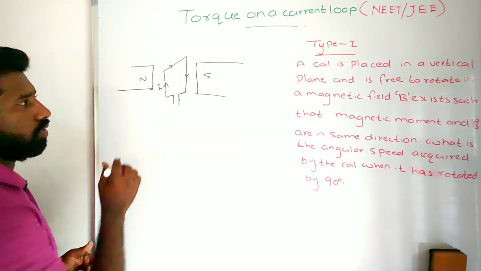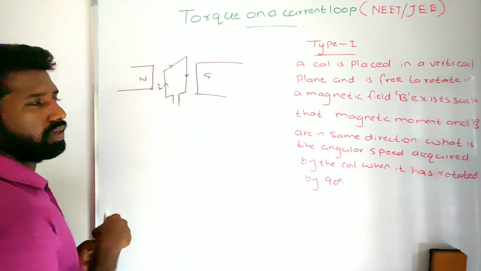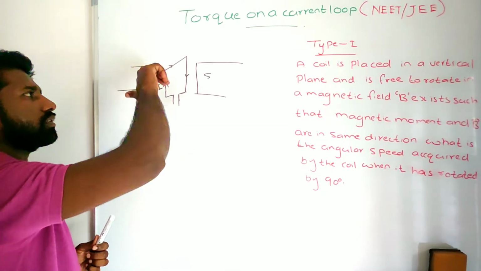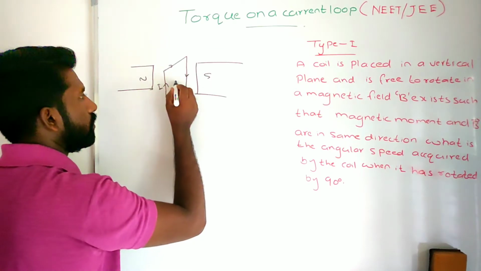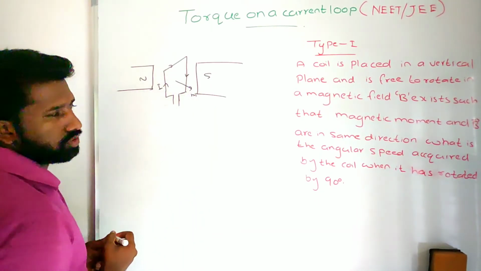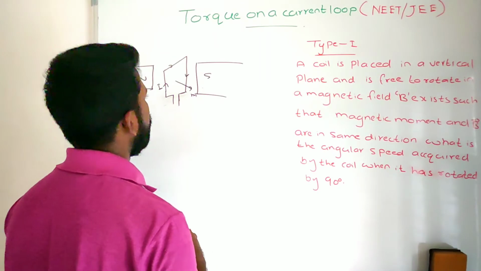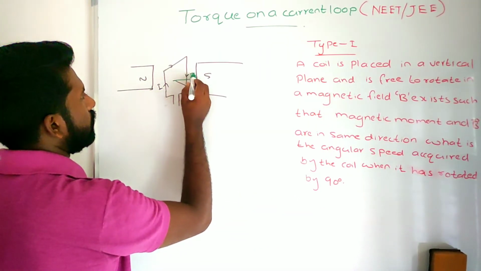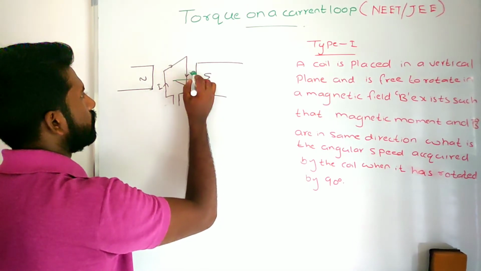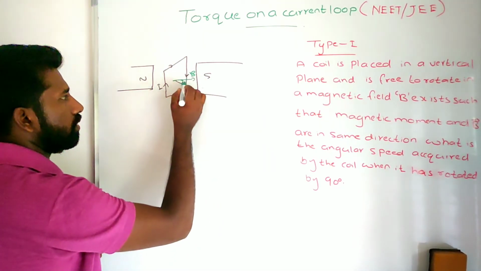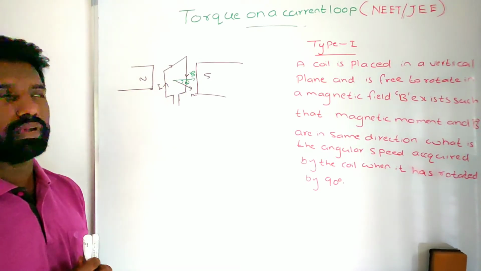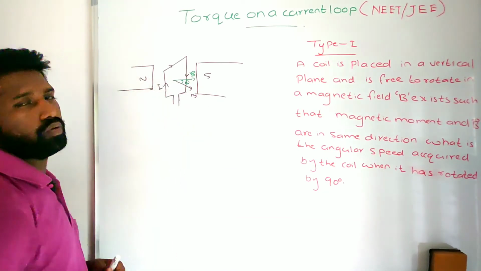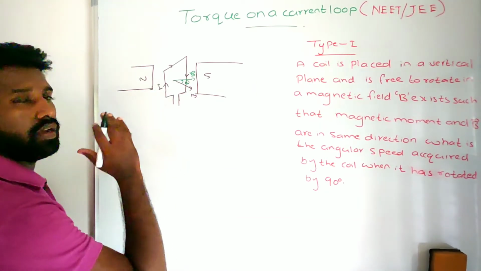The magnetic dipole moment direction is found by the right hand rule. If you curl the palm in the direction of the current, the magnetic moment direction is like this, and the magnetic field direction is like this. Now you see that the magnetic field and magnetic moment make an angle theta. So this rectangular loop experiences a torque.